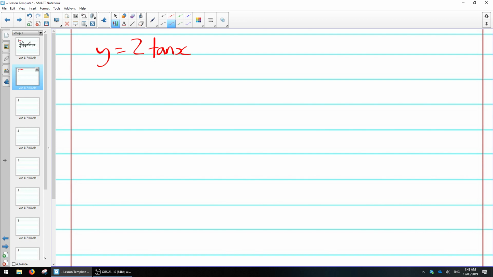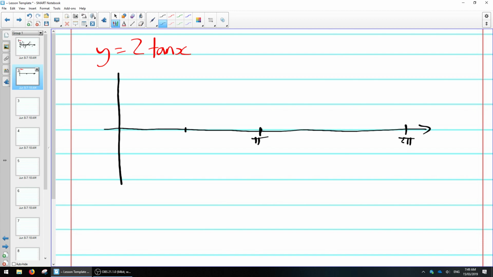Again, we'll set up our axes. It's not like I need to make my y-axis twice as big either. So there's my 2 pi again, so therefore there's my pi right in the middle. There's my pi over 2, there's my pi over 4, 3 pi over 4, there's my 3 pi over 2, 5 pi over 4, 7 pi over 4.